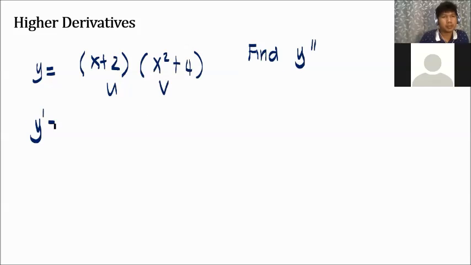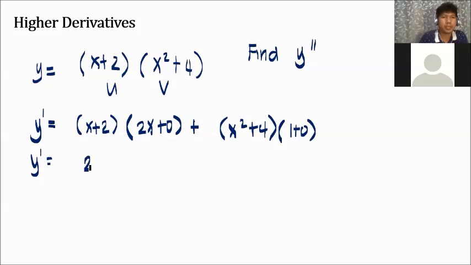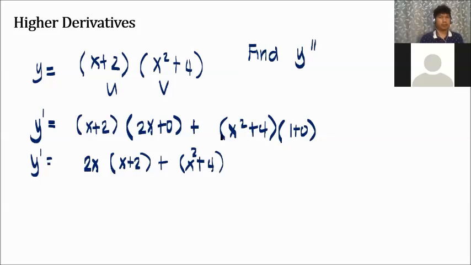So for the first derivative, copy u, x plus 2, then derivative of v, that is 2x plus 0, plus copy v, x squared plus 4, then derivative of x plus 2 is just 1 plus 0. Okay. So first derivative is equal to 2x, x plus 2, plus x squared plus 4.